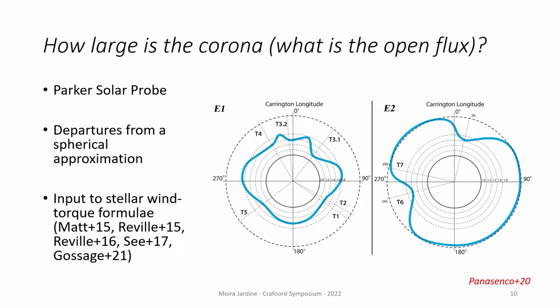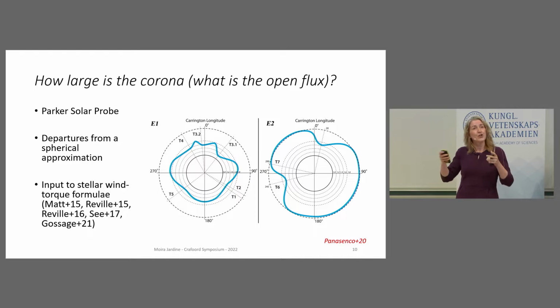You know, life is so unfair to theorists. You know, it has to be complicated. So this information about the extent of the sun's closed corona and how it evolves with time is one of the main inputs to our models of angular momentum loss.